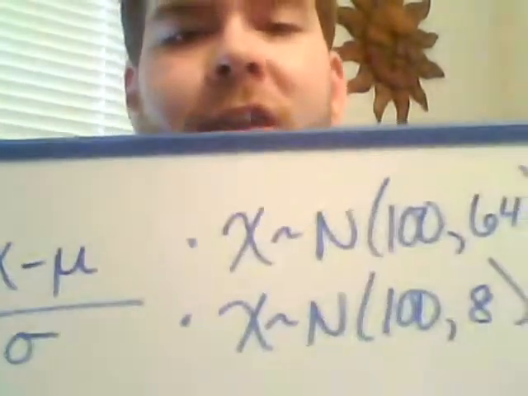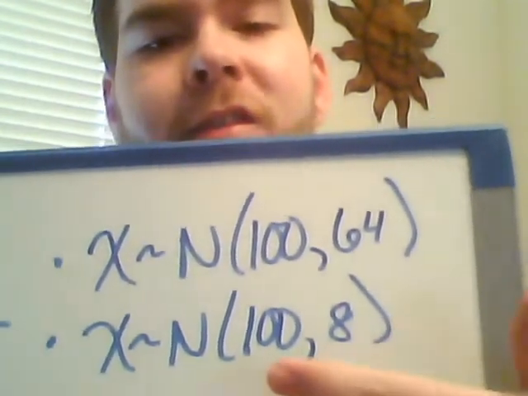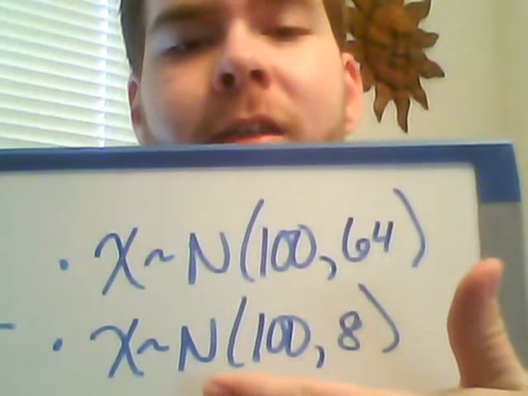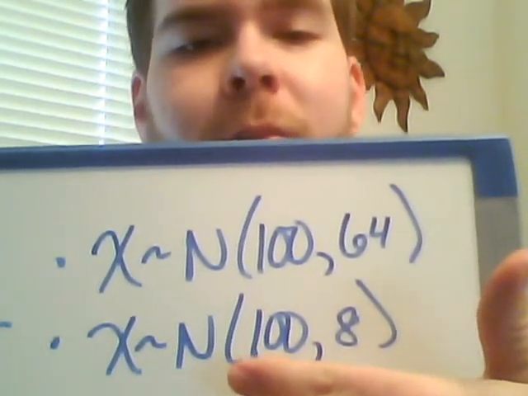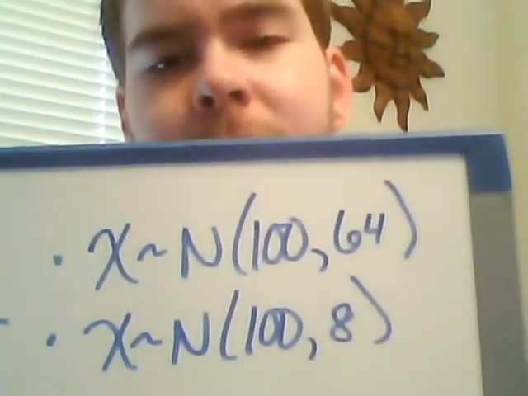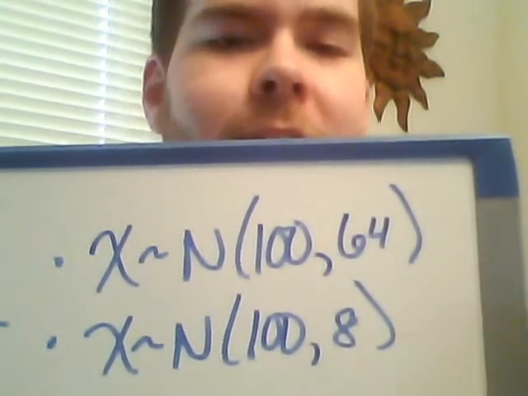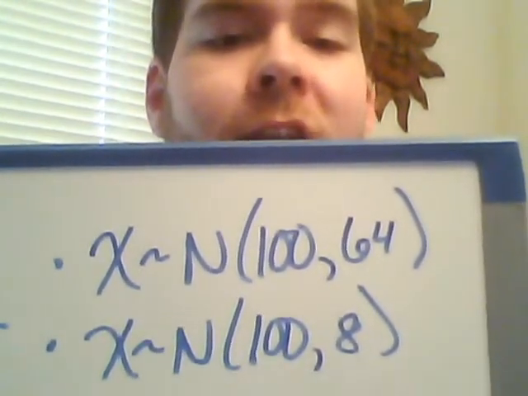Okay, so you're going to see it written in 2 ways. In the book and online, you're going to see the bottom one, which is where x, some value that we're trying to find, is related to N, our normal distribution of our data, and in parentheses, the 100 is our population mean, and 8 is our population standard deviation.